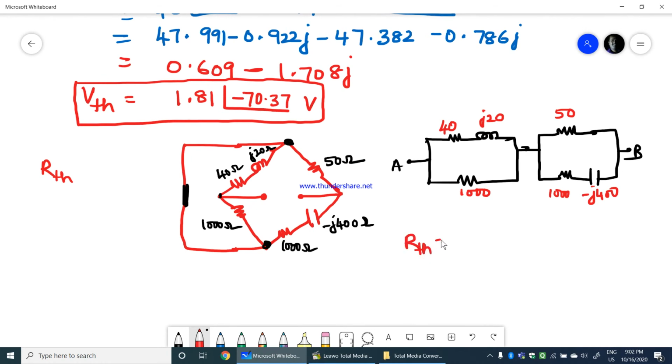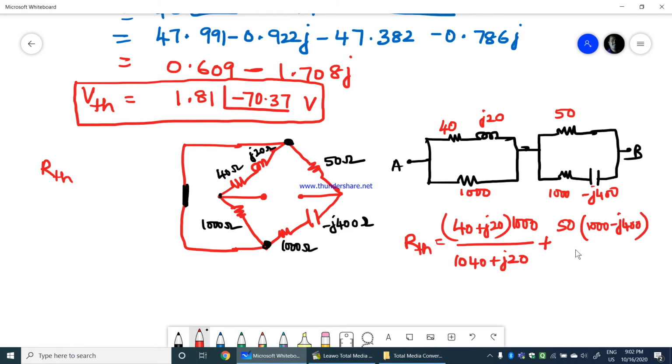would be equal to 40 plus J20 into 1000 divided by 1040 plus J20, because they both are in parallel, added with 50 into 1000 minus J400 divided by 1050 minus J400. So finally, if you solve this, you get RTH would be equal to 88.517 at an angle 11.53 ohms.